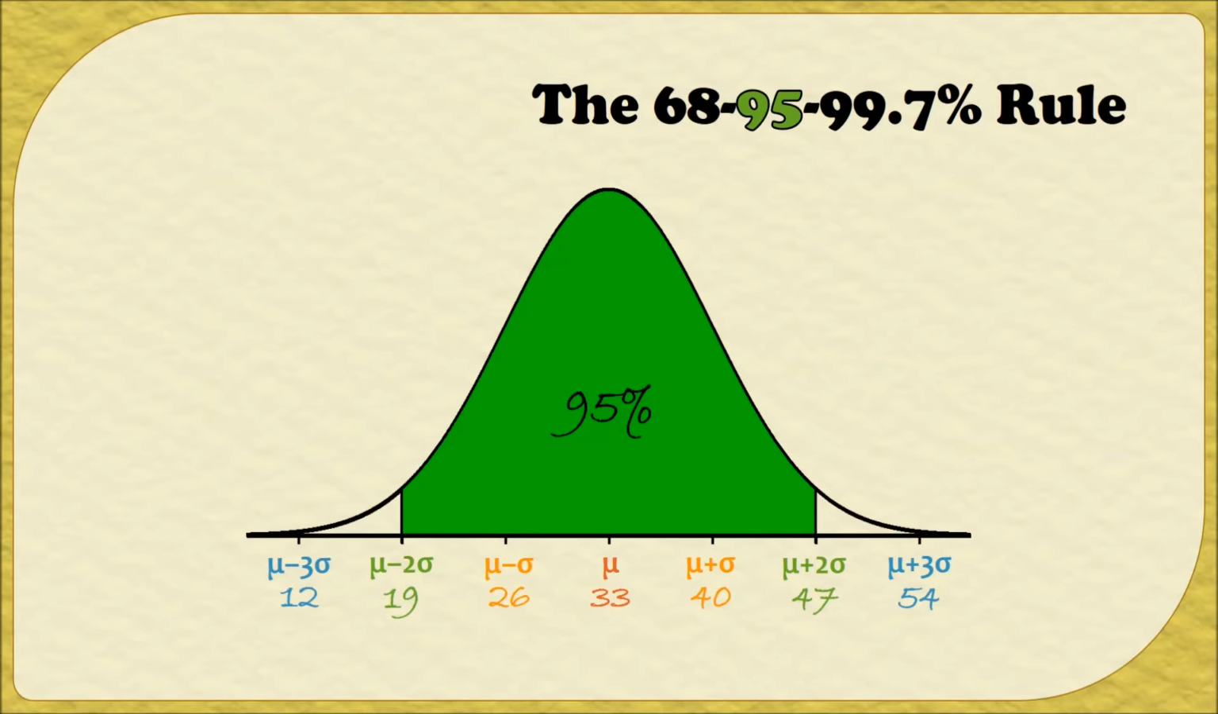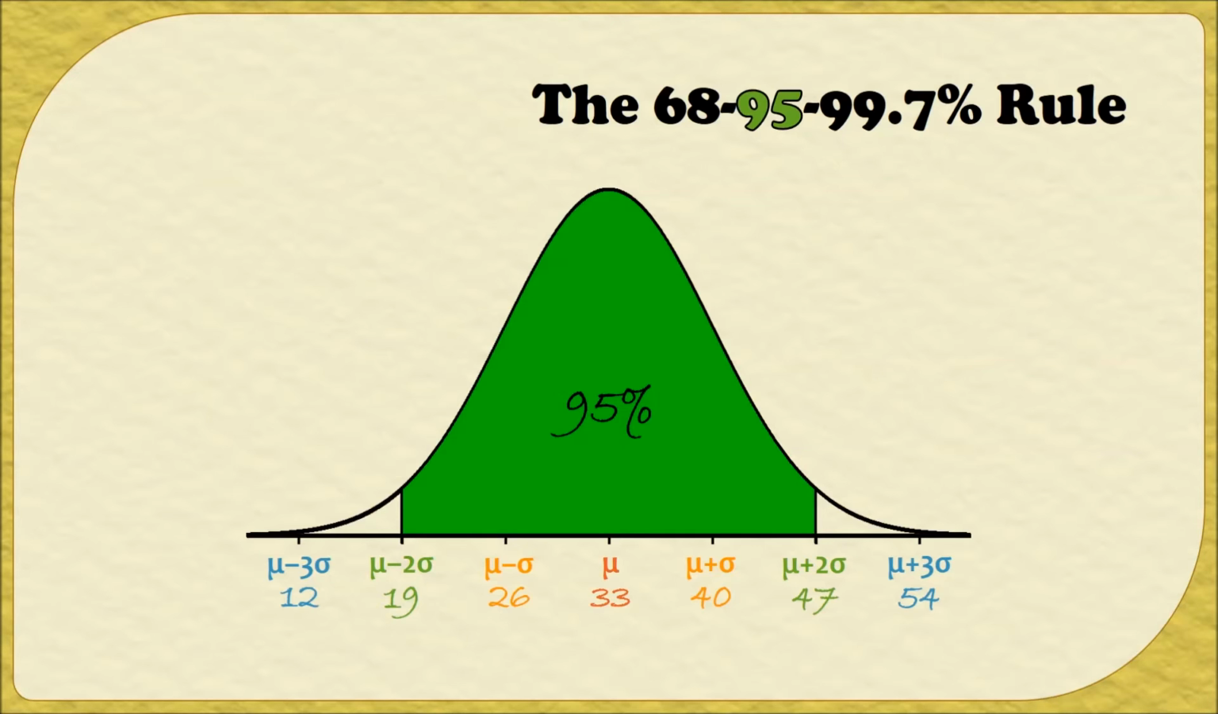This kind of makes sense. Remember that a standard deviation sort of represented an average distance from the mean. So if I am more than 2 standard deviations away from the mean, that means I am more than twice as far as average from the mean. So it makes sense that most of the values are going to live close to the mean.